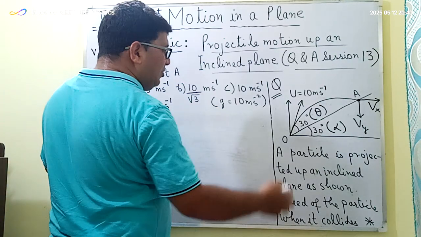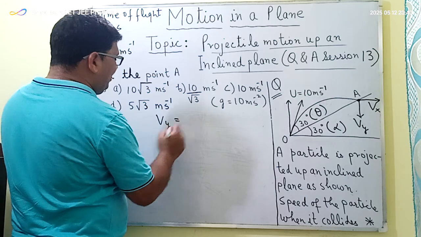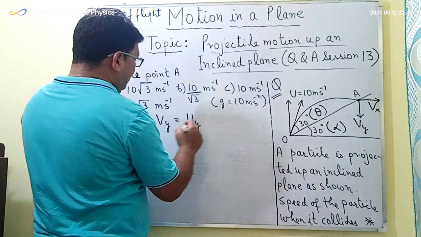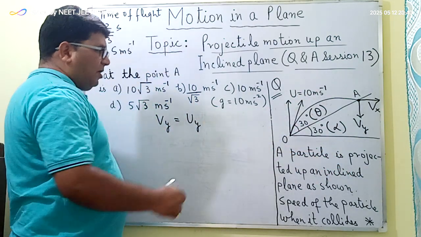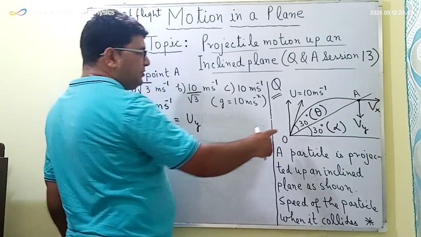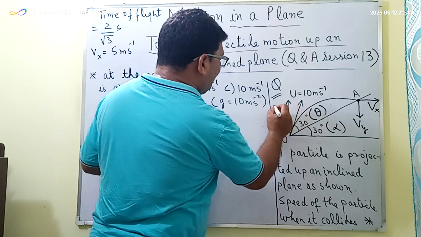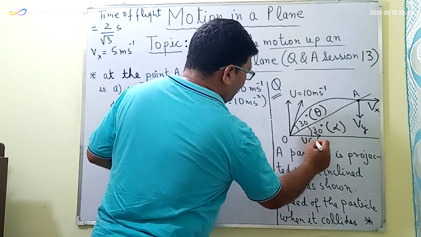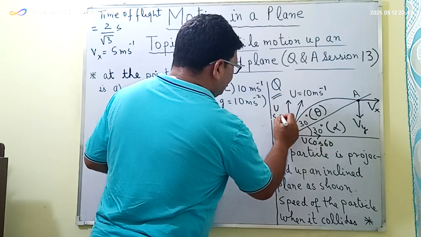Now we have to find the value of Vy. I will be using the equation of motion here again. Now Vy will be equal to Uy. The direction of Vy is vertically downward. Now Uy is what? It is the initial vertical component of the speed of this projectile. The horizontal component is u cos 60, and the vertical component will be equal to u sin 60.